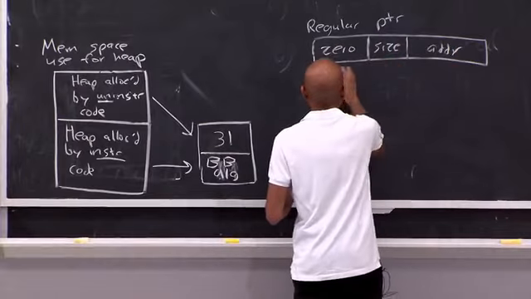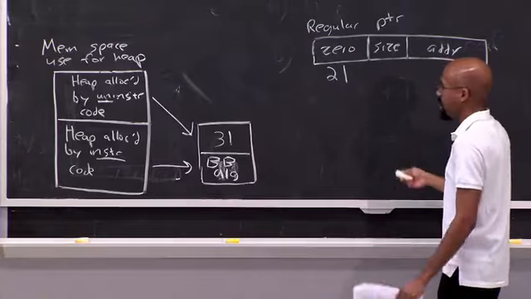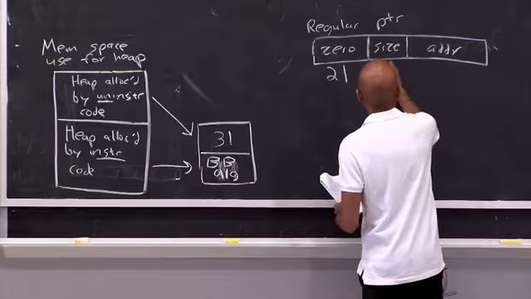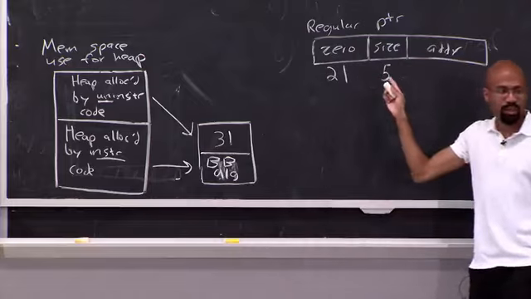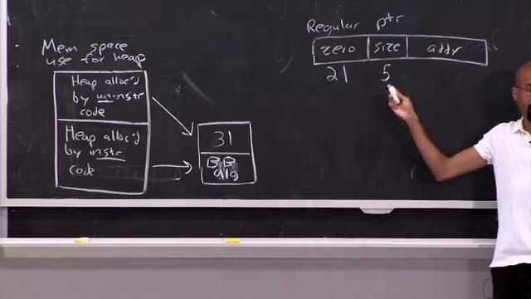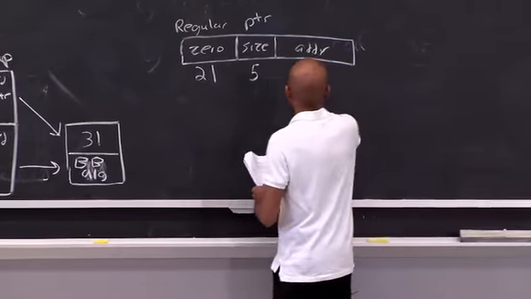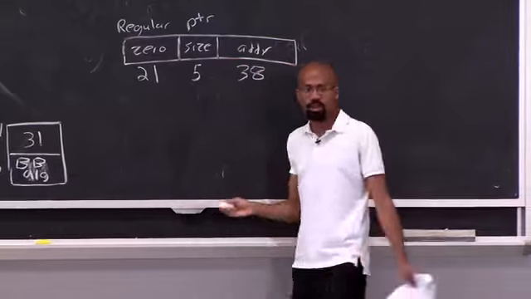So if the pointer is in bounds, we can basically just set the first 21 bits to 0. We can put the size in these 5 bits here. And once again, this is representing the log base 2 of the size, right? And then in the remaining 38 bits, we have just the regular address bits.